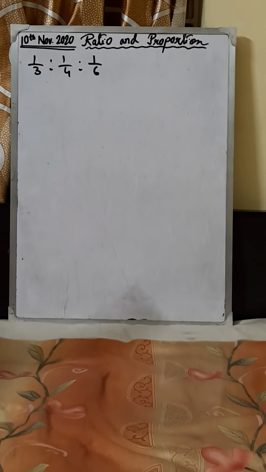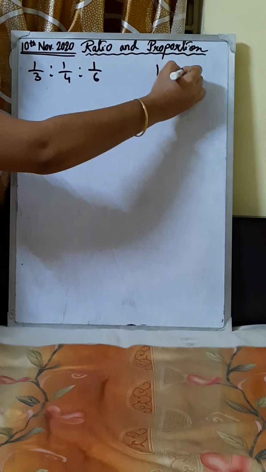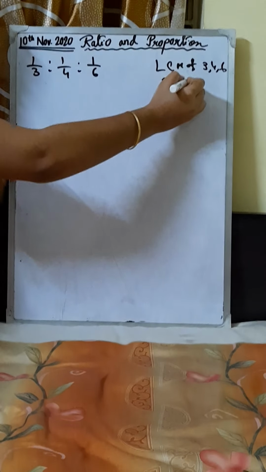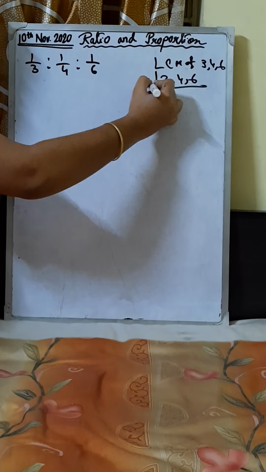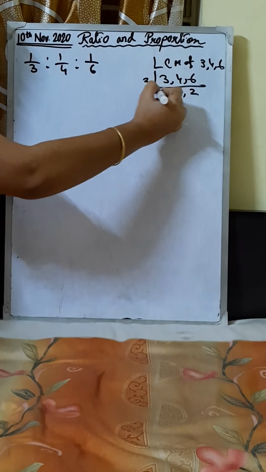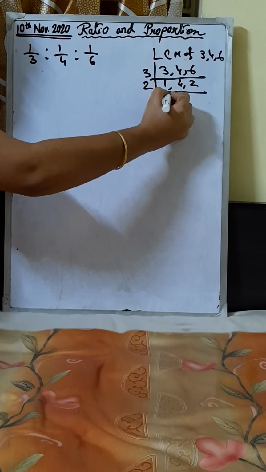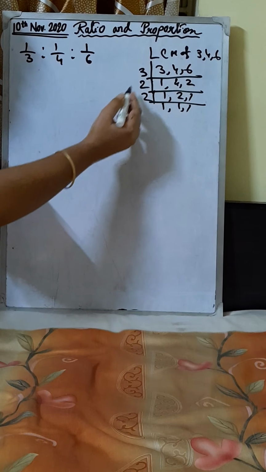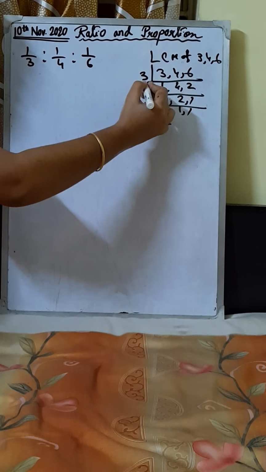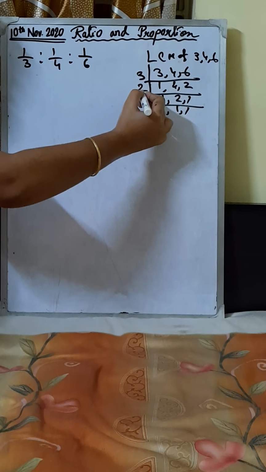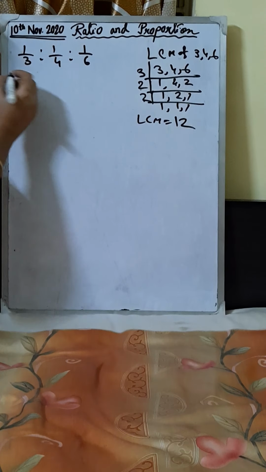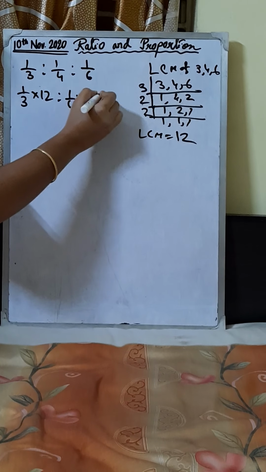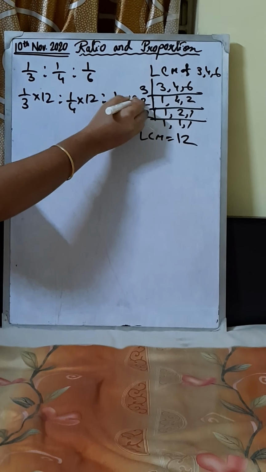How do you convert? First take the LCM of 3, 4 and 6. So what do you get after taking the LCM? Dividing by 3, then by 2, then again by 2, you get 1, 1 and 1. So LCM equals 3 into 2 into 2, 3 twos are 6, 6 twos are 12. So 1/3 into 12 is to 1/4 into 12 is to 1/6 into 12.